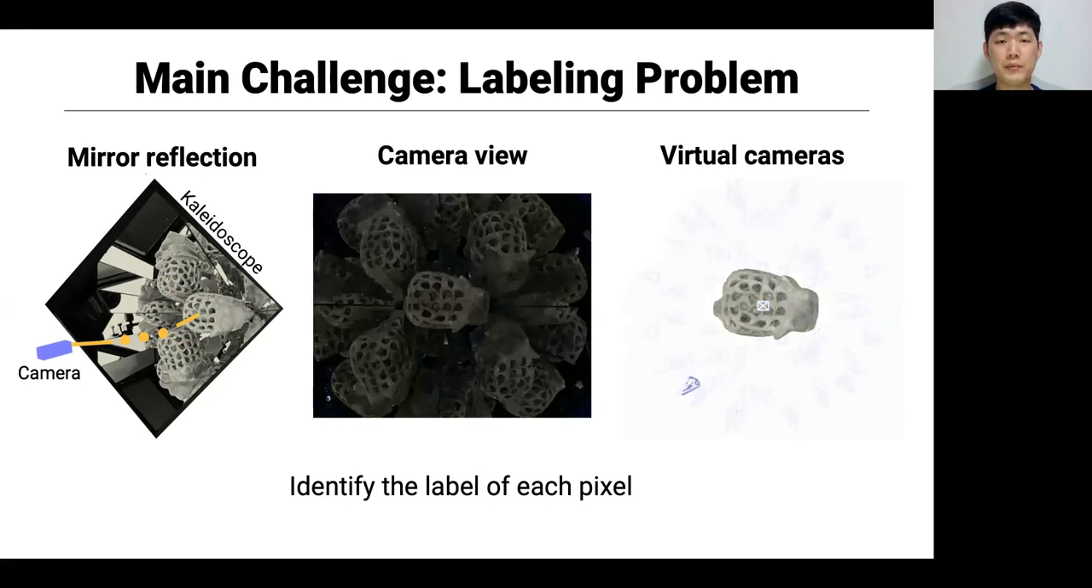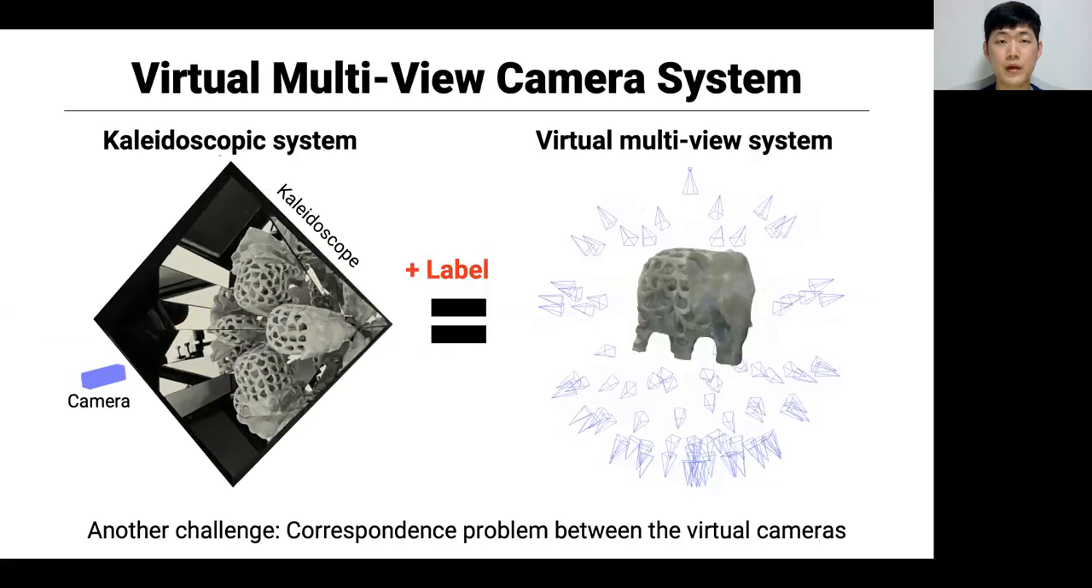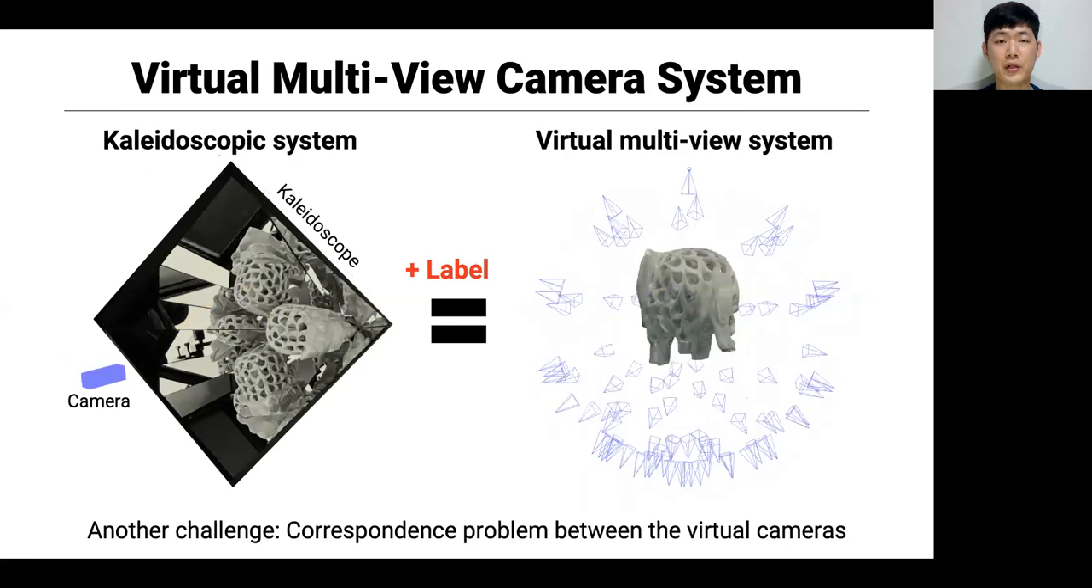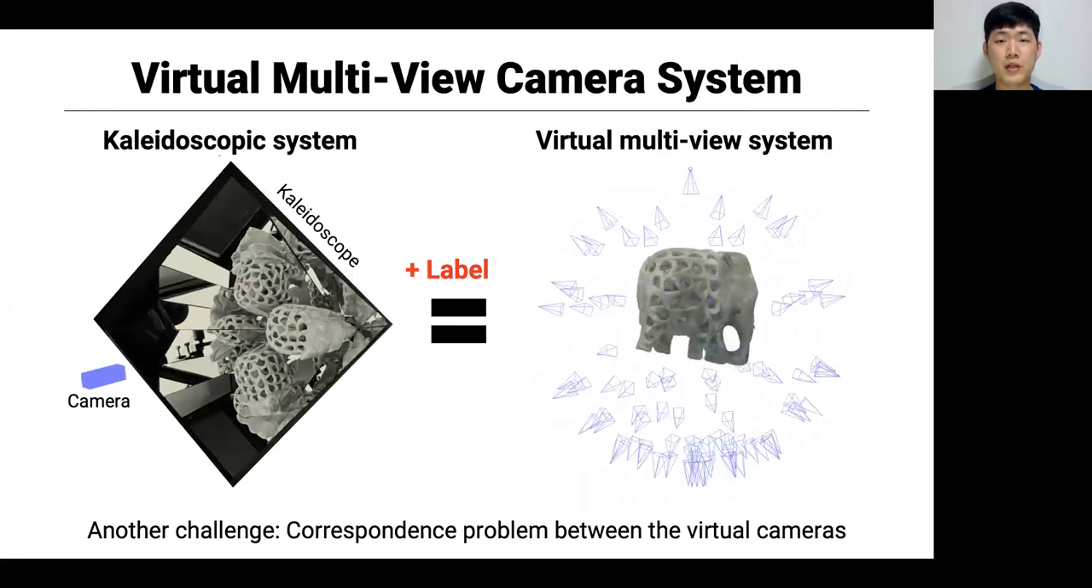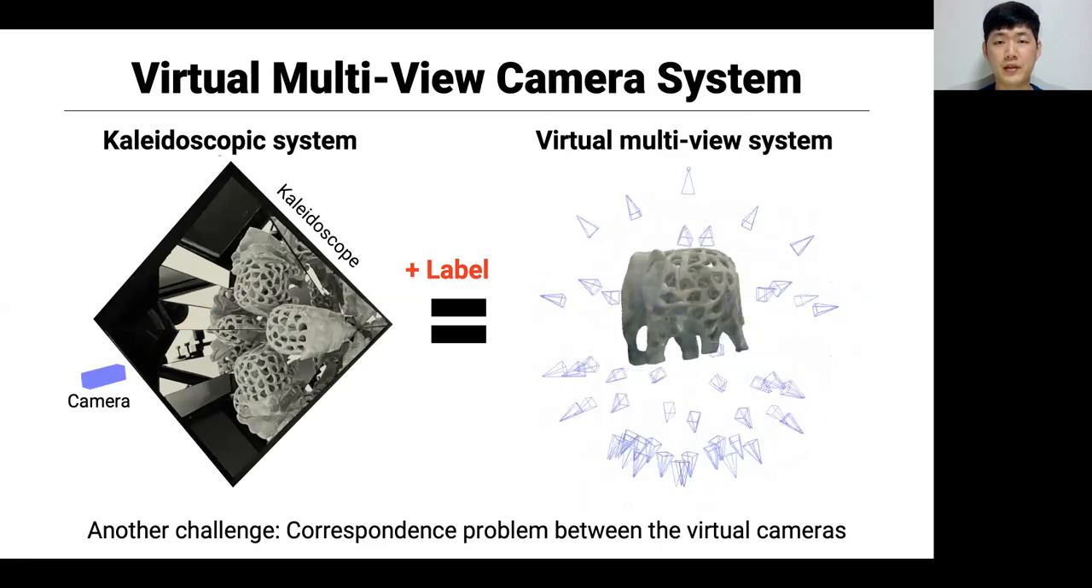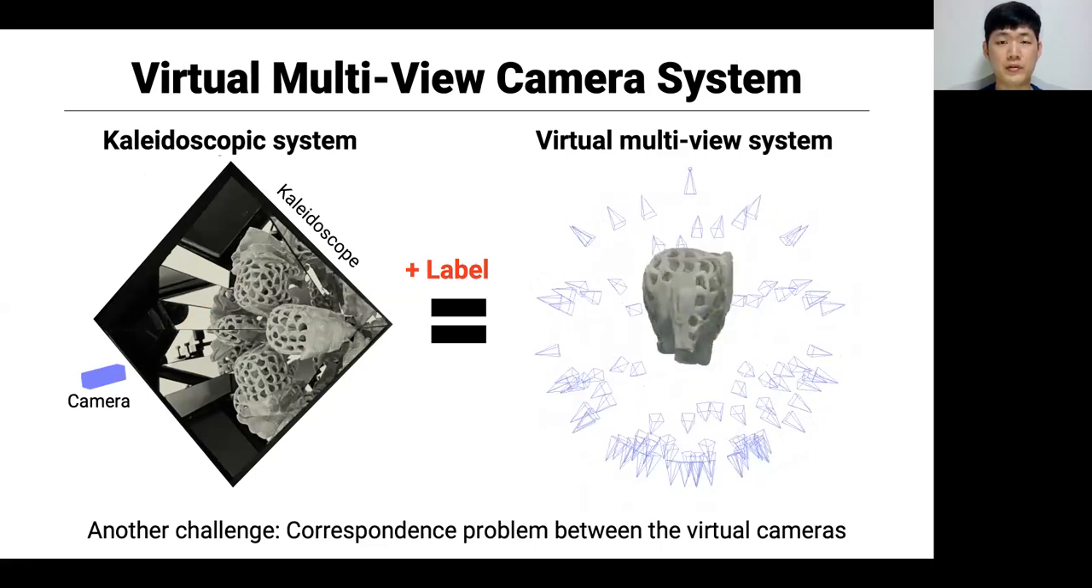But the labeling problem is not trivial because hundreds of virtual views are interwoven with each other as shown in the camera view. Even after the labeling problem is solved, we have another challenge. It is a correspondence problem between the virtual cameras. This is one of the main factors that degrades the quality of 3D reconstruction.